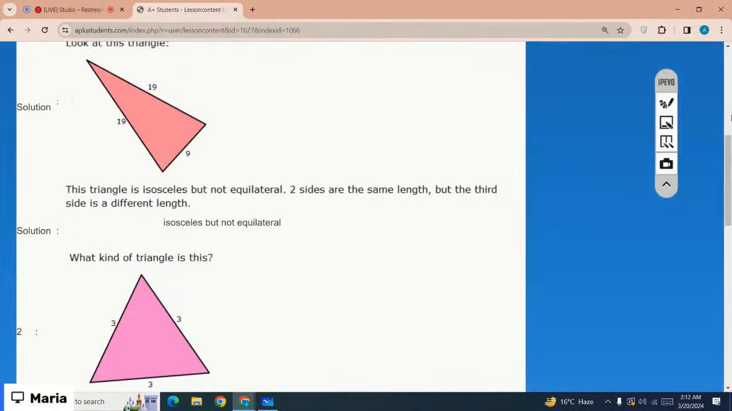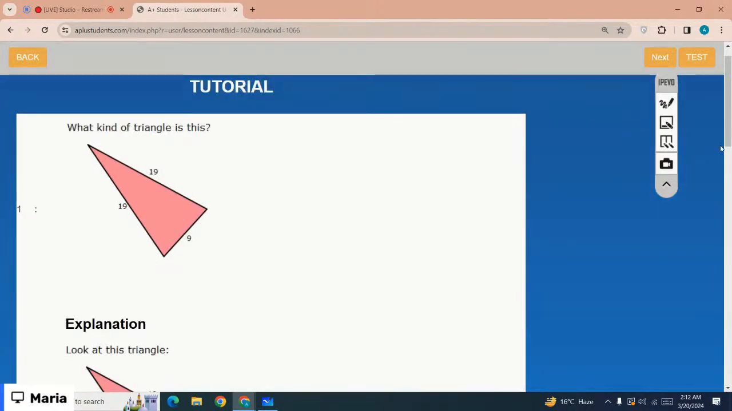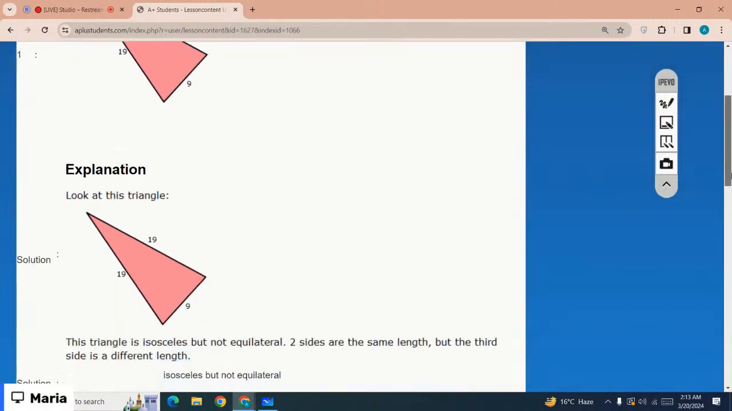Okay, let's see. The first one is what kind of triangle it is. You are given a triangle, two of the side lengths equal 19, and the third one is 9. That means two of the side lengths are equal in the triangle, so this triangle is isosceles. It is not equilateral, because equilateral means all three sides have the same length, right?